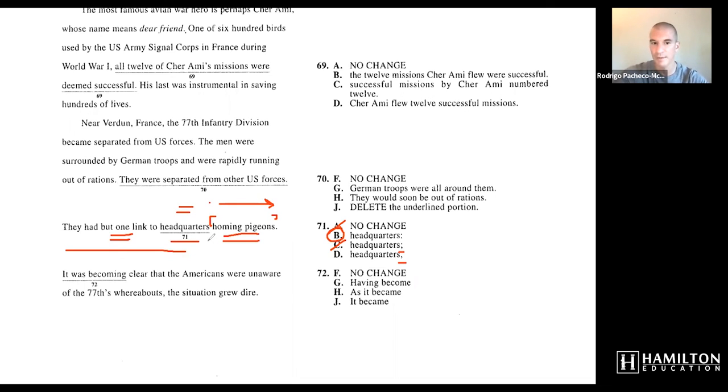D gives us a comma. And while this comes close, it might be a little ambiguous as to whether we are including homing pigeons as part of this phrase. They had but one link to headquarters, comma, homing pigeons, meaning also two homing pigeons. So that might be a little bit unclear about D. And so this is why we would rule that answer choice out.